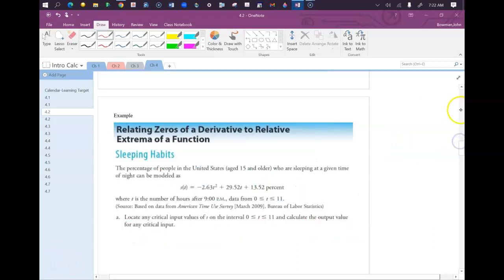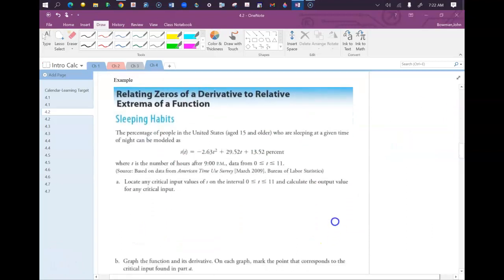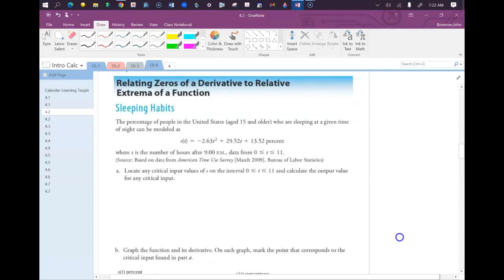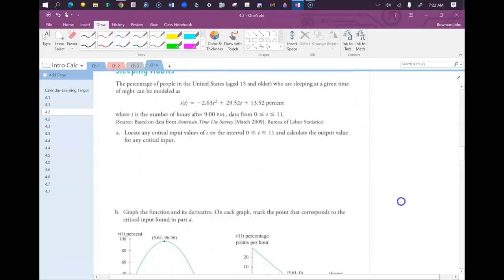So we're going to finish up with one more example, relating zeros of a derivative to relative extrema of a function. So here's a function about sleeping habits. The percentage of people in the United States age 15 and older who are sleeping at a given time of night can be modeled by this quadratic function, where t is the number of hours after 9 p.m. t applies from 0 to 11 p.m. Notice that it does include the endpoints of 0 and 11, which will be relevant in the next section.